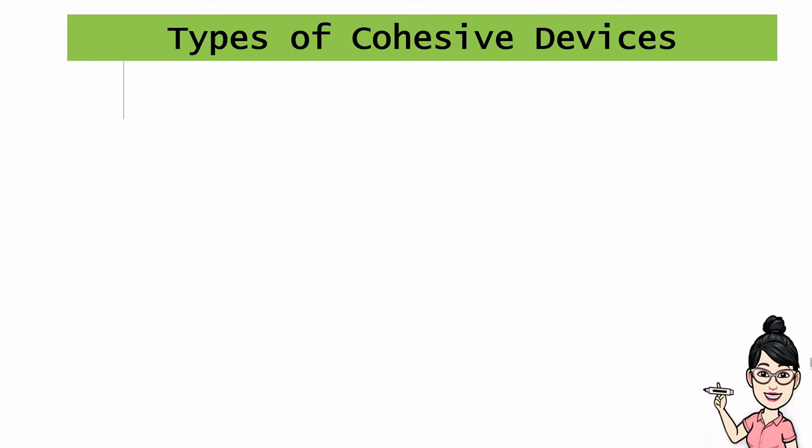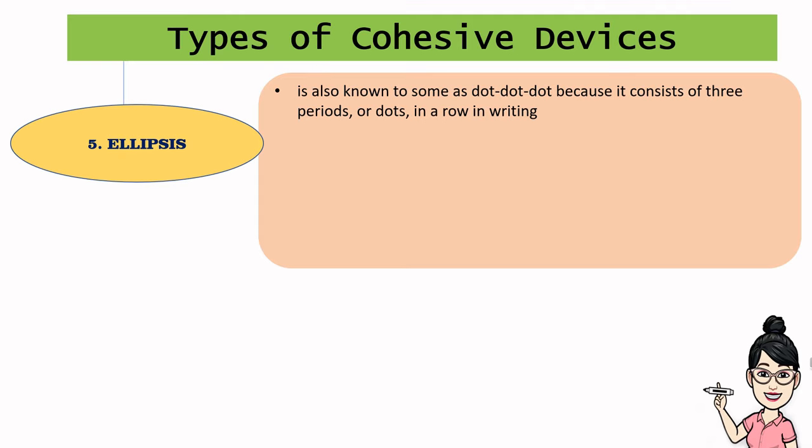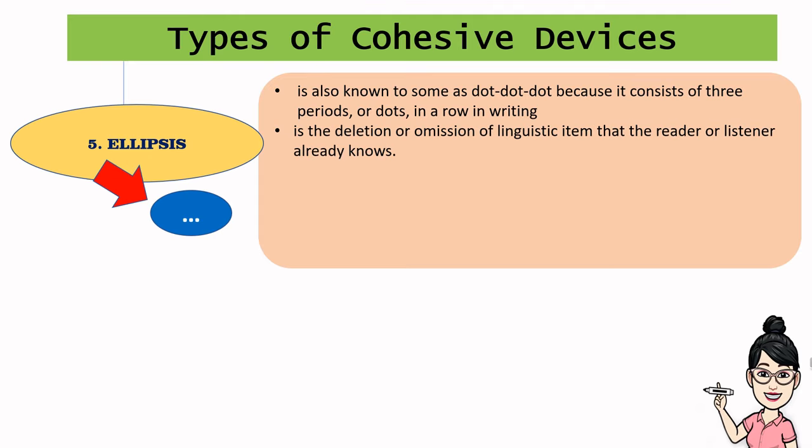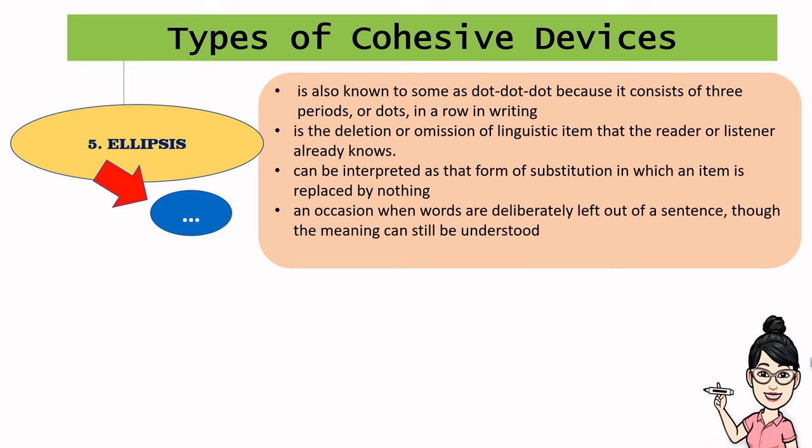Lastly, we have ellipsis, the final type of conjunction. In writing, ellipsis is also known to some as ... because it consists of 3 periods or dots in a row. Ellipsis is the deletion or omission of linguistic item that the reader or listener already knows. It can be interpreted as that form of substitution in which an item is replaced by nothing. It is an occasion when words are deliberately left out of a sentence, though the meaning can still be understood.